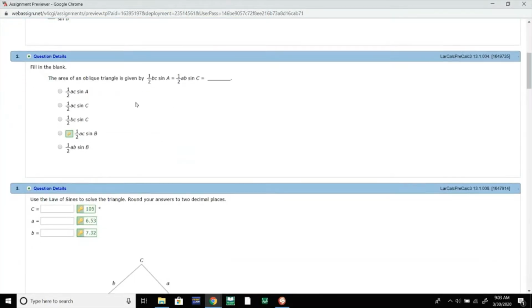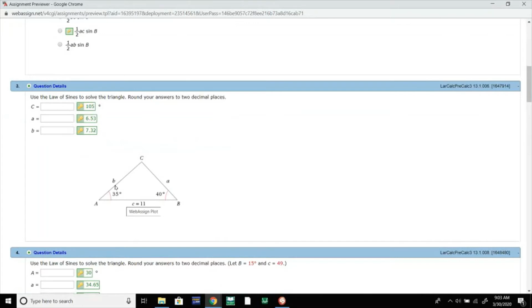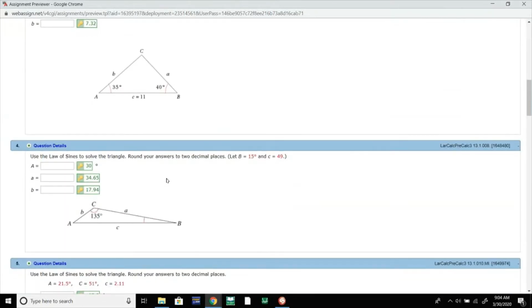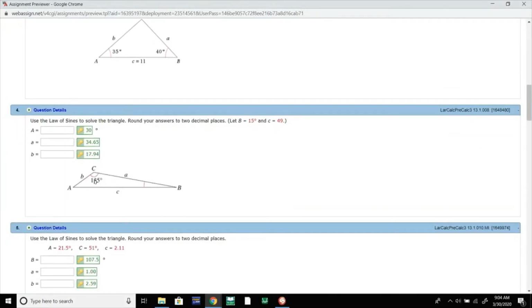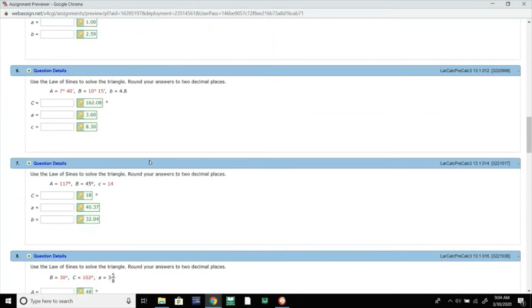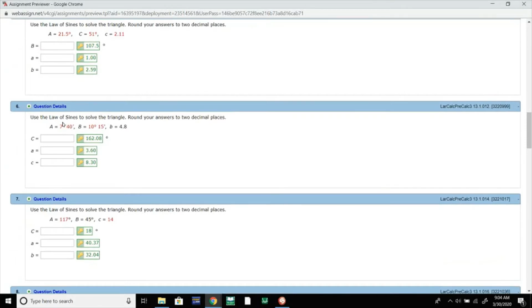This one we'll get to in a little bit. Here's the law of sines. See, this is angle, side, angle. Those are okay. B is 15, C is 49. So they give you that one and that one. That's angle, angle, side.